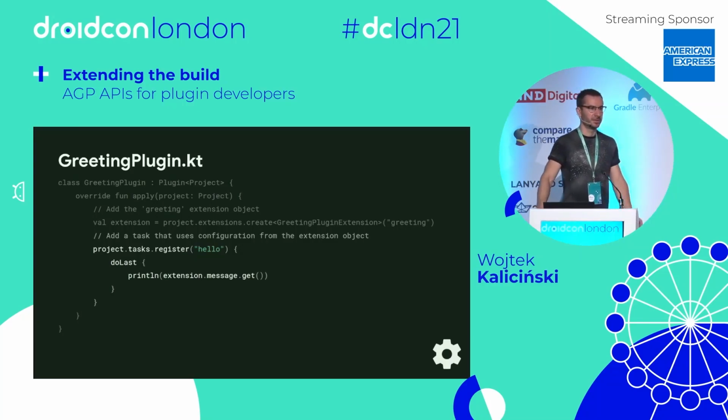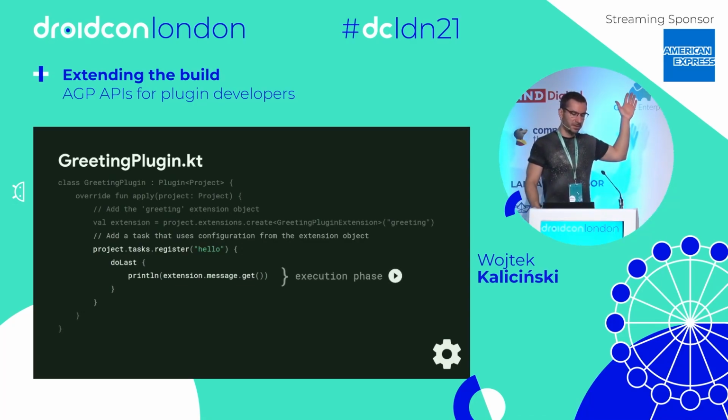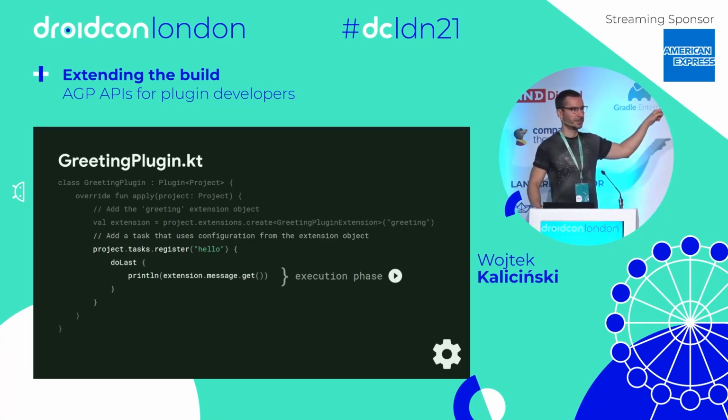So another thing that plugins do is they register tasks. So here in this example, the greetings plugin registers a hello task. And if you call it, it will print some kind of message that you configured using the extension that you registered earlier in the build file. Now, the important thing to understand is all of this applying of the plugin happens during the configuration phase. The only thing that happens in the execution phase is the actual task action that we introduce here using this doLast method.